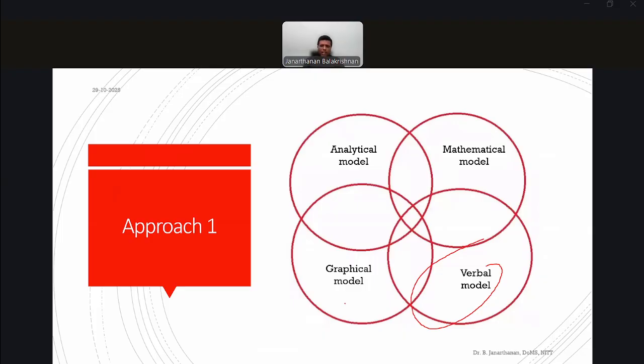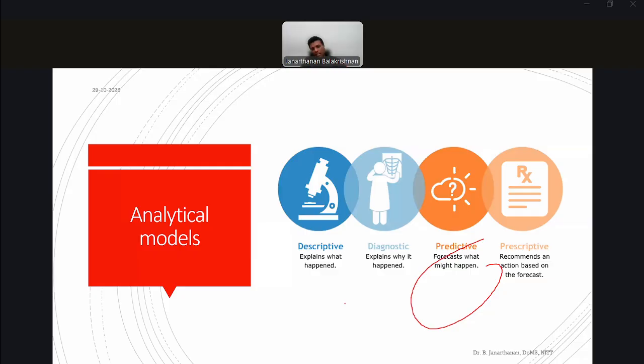So we have analytical model, mathematical model, graphical model, verbal model. So it is like a mind focus. The moment you identify the problem, in which way you're going to route your problem. So it's not always the primary data. Sometimes you can use your secondary data to route your problems also. You can route it analytically.